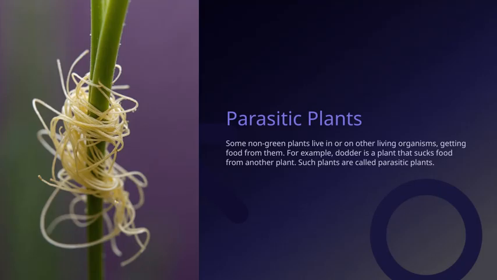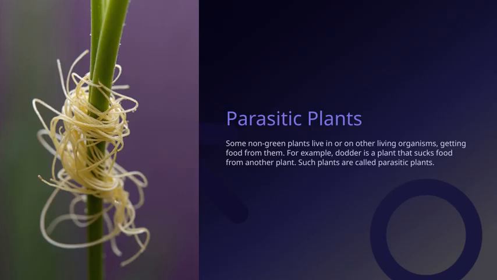Now let's talk about parasitic plants. These are some non-green plants that actually live in or on other living organisms, and they get their food from them. It's a fascinating relationship because these plants don't photosynthesize like many others. Instead, they rely on their host for nutrients.